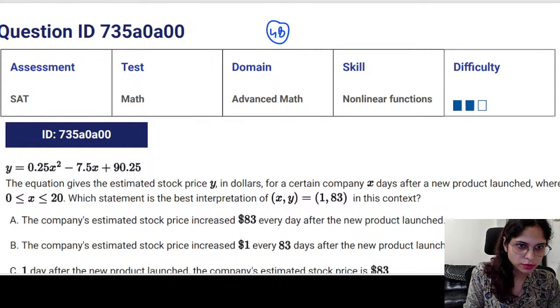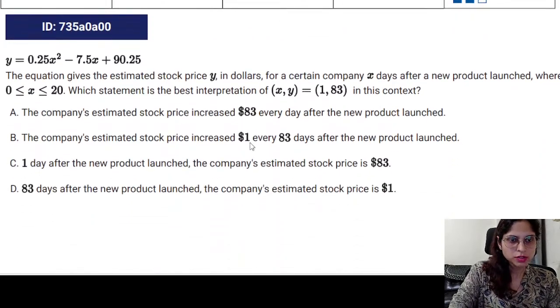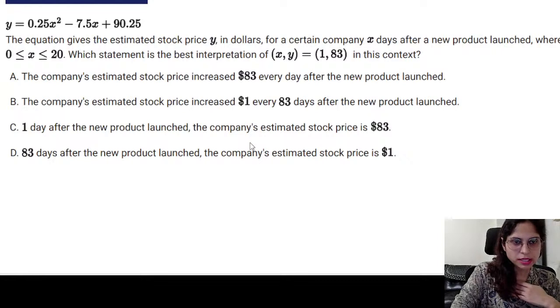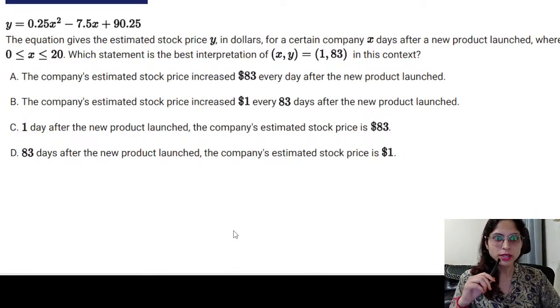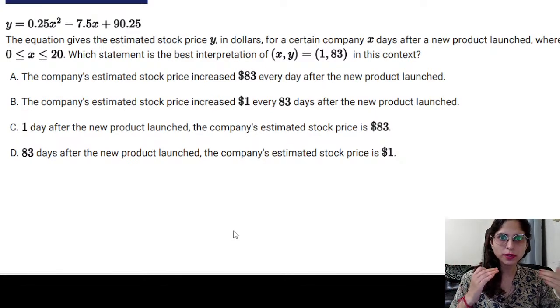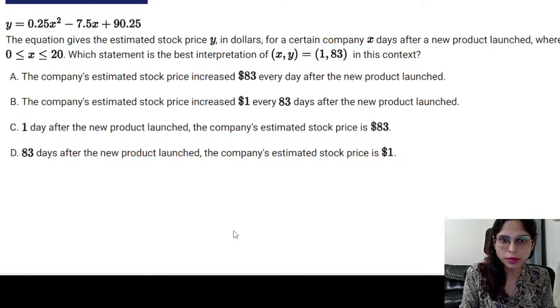And this is 7th question in medium quadratics. So here you have 0.25 x squared minus 7.5 x plus 90.25. This is your quadratic equation in standard form. Equation gives the estimated stock price for a certain company. Y is your stock price, x is days after a new product launched, where x is between 0 to 20. So they're talking about when the product was launched and after 20 days what happened. So which statement is the best interpretation of x comma y equals 1 comma 83?